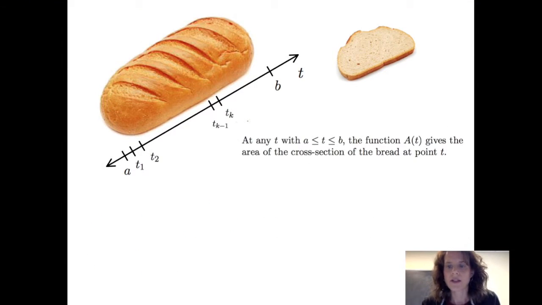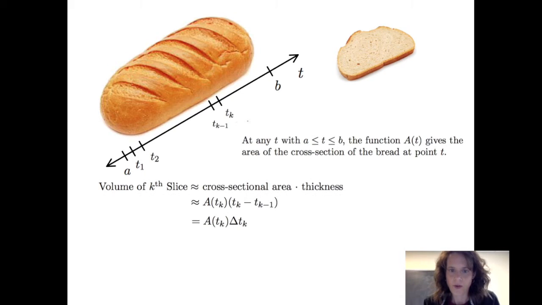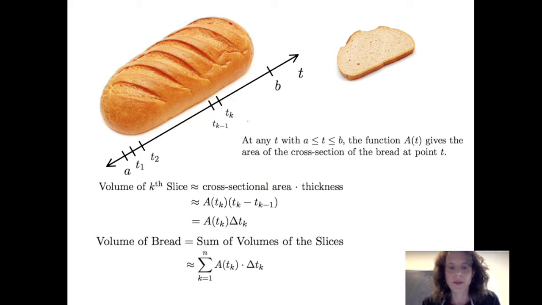Now, for the bread, let's consider that at any point t, the function A evaluated at t gives the area of the cross-section of the bread at point t. Therefore, the volume of the kth slice is equal to the cross-sectional area times the thickness of the slice, which we can say is A evaluated at t sub k times t sub k minus t sub k minus 1, which we also write as delta t sub k. Then to get the volume of the bread, we simply sum the volumes of the slices, which is approximately the summation, k going from 1 to n, of A of t sub k times delta t sub k.